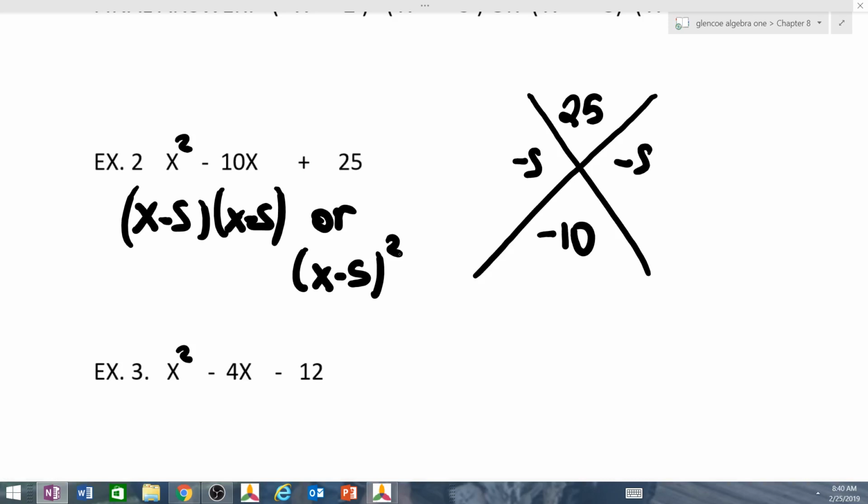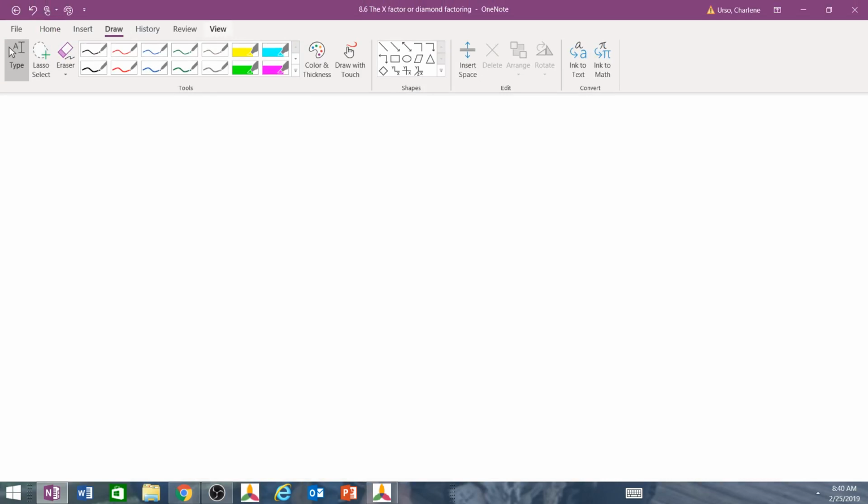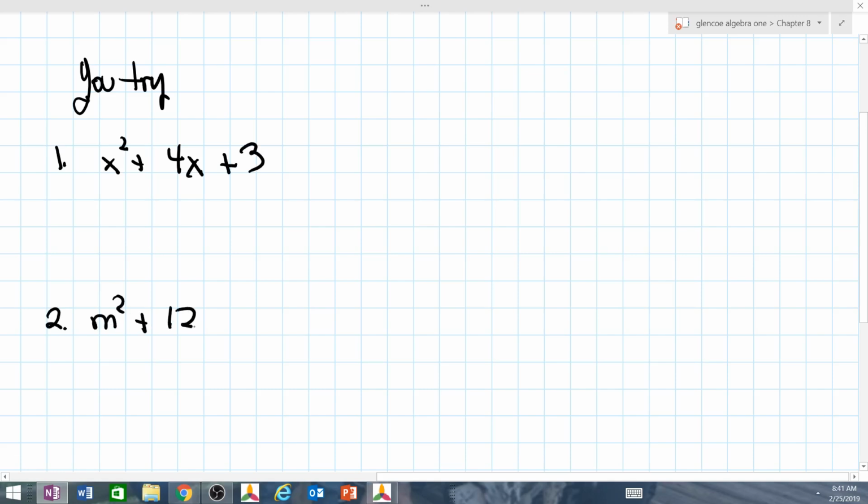Are you sure? Okay, let's try a couple. Let's try a couple of easy ones. Here we go. You try. X squared plus 4x plus 3. M squared plus 12m plus 32. X squared minus 22x plus 121.